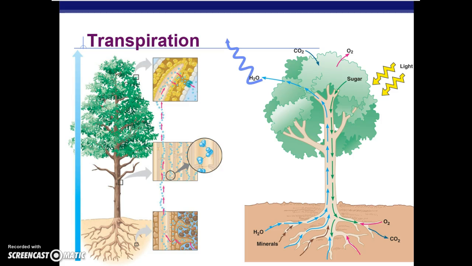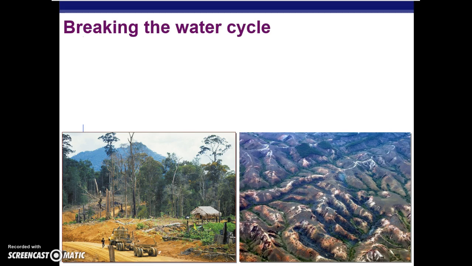And this picture is showing how the reverse is happening in terms of converting light energy through photosynthesis into sugars, which are then transported down the tree. So the water cycle, as you know, again, is very important.